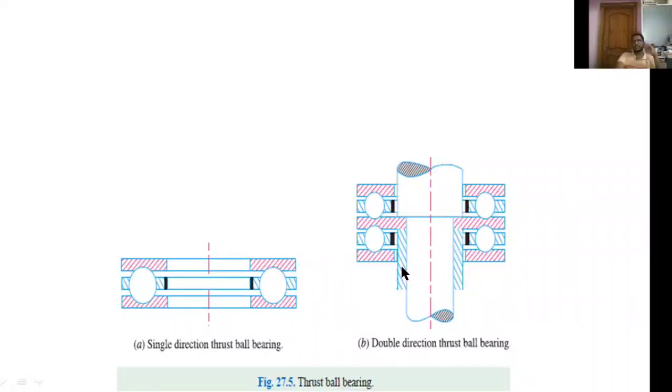Now these are the examples for thrust ball bearings. Thrust ball bearings are used for carrying thrust loads. Here the loads are acting along the axis of the shaft. Whereas single row deep groove ball bearings, double row deep groove ball bearings, and self-aligned ball bearings are used for carrying radial loads, these thrust ball bearings are used for carrying thrust loads. Here the loads are acting along the axis of the shaft. That's why these are very difficult to carry the load.